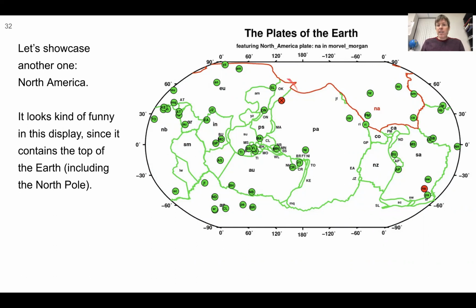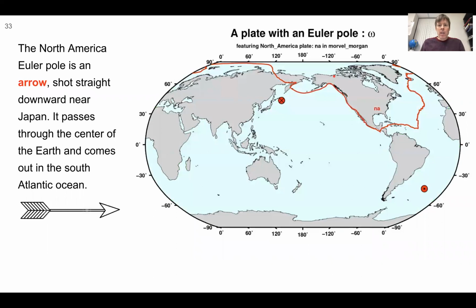It looks kind of funny in this display since it contains the top of the Earth, including the North Pole. So just the way the map is, things look a little funny, but that's okay. We need to understand and reinforce how this goes. So the North America Euler Pole is an arrow shot straight downward near Japan here. It passes through the center of the Earth and comes out in the South Atlantic Ocean. Here's the North America plate, and there's its Euler pole.